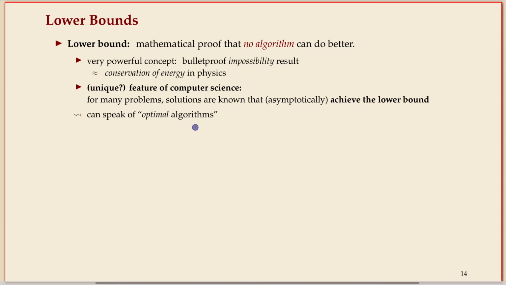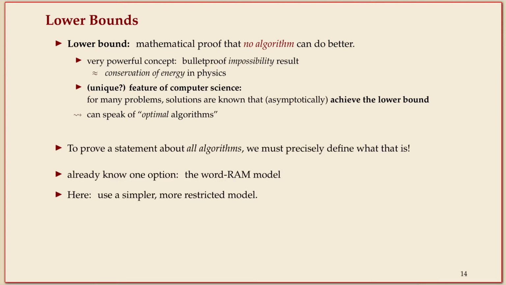So often we can speak of optimal algorithms, even though that term is a little simplifying in that you have to be quite precise about what this optimal really means. But you can have an upper and a lower bound that match. So we'll come to that when we talk about this specific case here. Now, this is all great. So we like lower bounds because they are these definitive statements about how good algorithms can be.